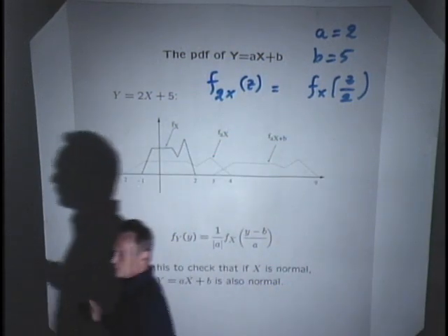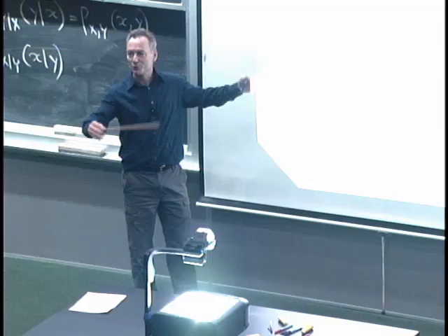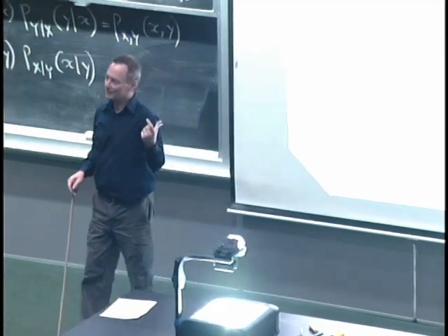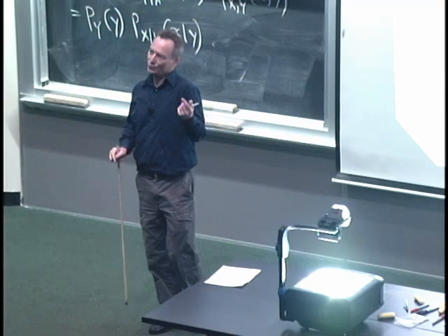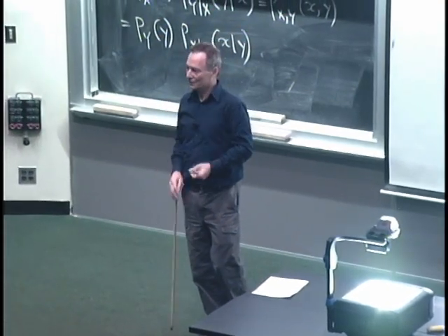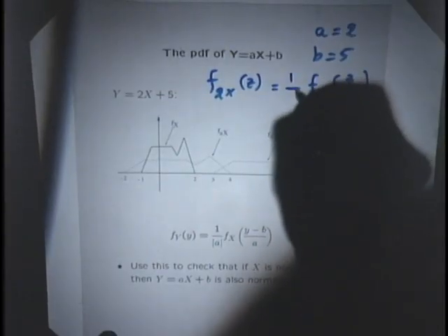Could that be the full answer? Well, there's a catch. If you stretch this function by a factor of 2, what happens to the area under that function? It's going to get doubled. But the total probability must add up to 1. So we need to do something else to make sure that the area under the curve stays to 1. So we need to take that function and scale it down by this factor of 2.